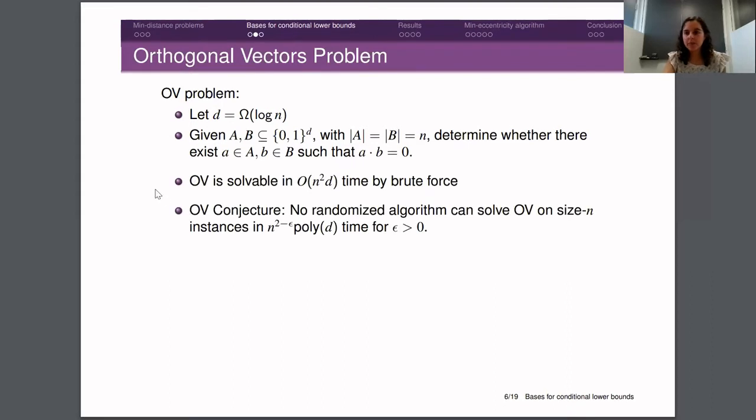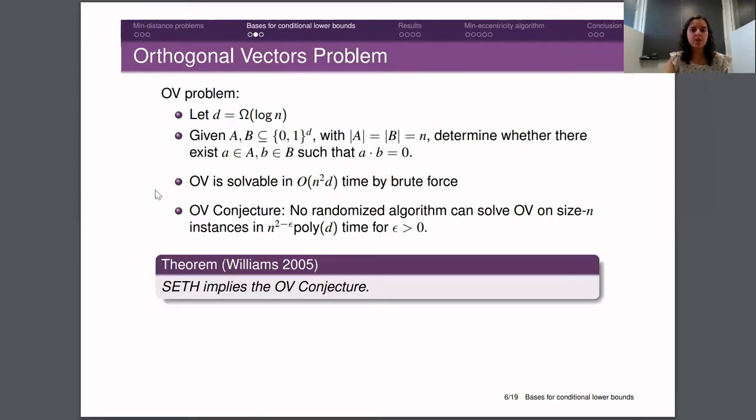This is solvable by brute force because you can just take the dot product of every single pair of vectors. But you might want to know if you can do it faster. And the conjecture is that you probably can't. You probably can't get better than that runtime by at least a factor of n to the epsilon.